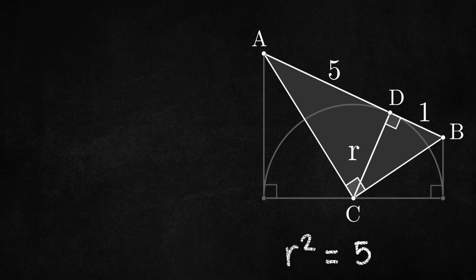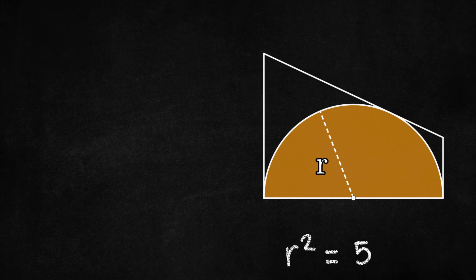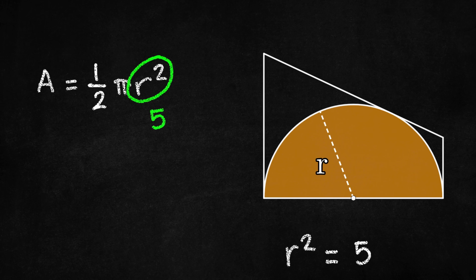And for the final step, we can now solve for the area of the semicircle. The area is 1/2 times pi times radius squared. The value of radius squared is 5. So the area is 5 pi over 2.